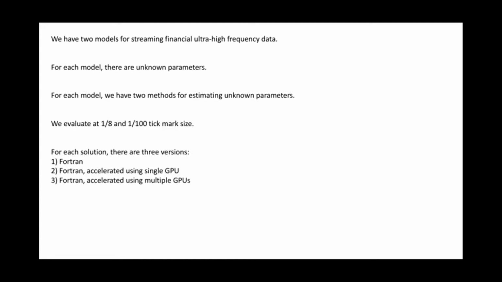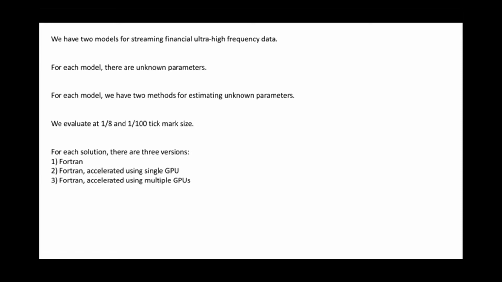So we have two models for streaming financial ultra-high frequency data. For each model, there are unknown parameters. For each model, we have two methods for estimating unknown parameters. We evaluate at the 1/8 100 tick size. And for each solution, there are three versions: Fortran, Fortran accelerated using GPU, and Fortran accelerated using multiple GPUs.